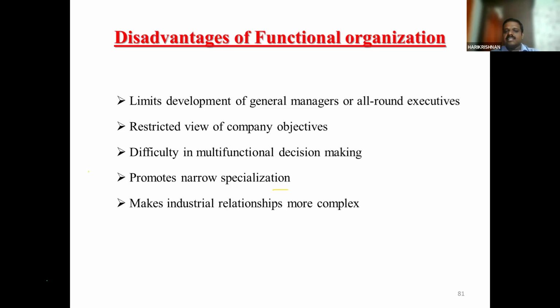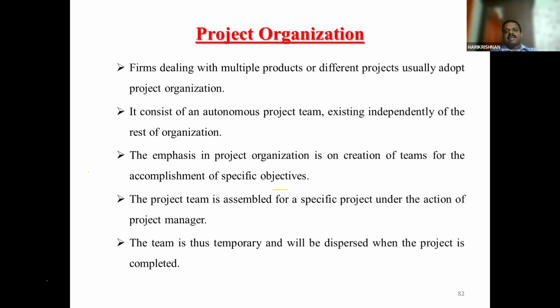So the industrial relationship should be good in this type of functional organization. If the industrial relationship is not so good, it can end up in a loss. Okay. Next comes project organization.